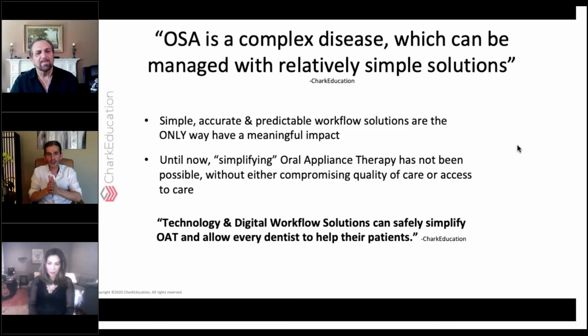And in my opinion, digital technology and digital workflow is going to allow us to simplify the actual oral appliance therapy, but do it safely. That is very, very important. Simplification. Einstein says, you know, everything needs to be explained in the simplest manner possible, but not simpler. I feel like that's what technology is going to allow us to do. We're going to be able to help a lot of patients. We're going to be able to get a lot of dentists involved, and we're going to be able not only to keep the safety, but also simplify and help patients.